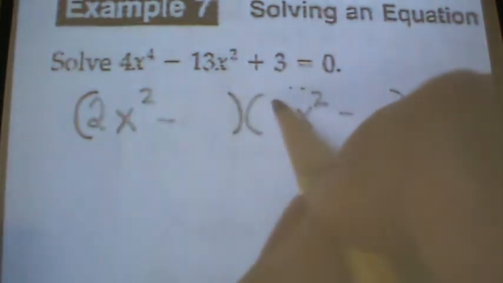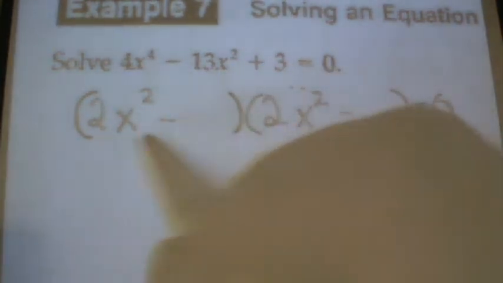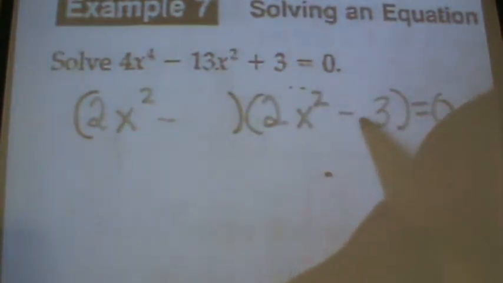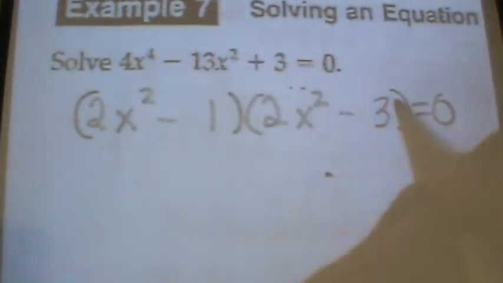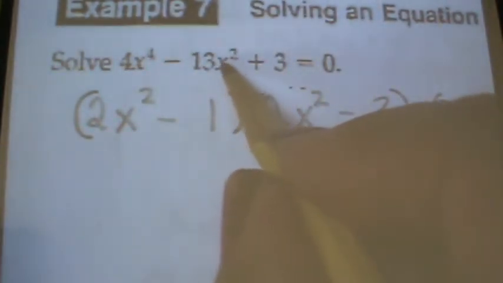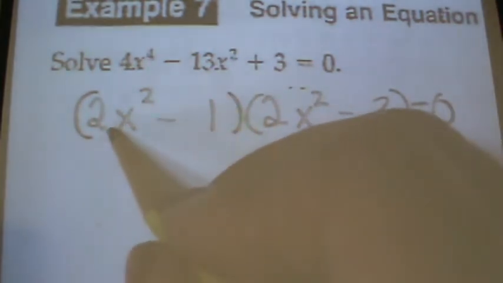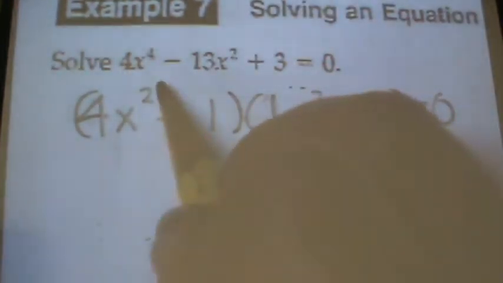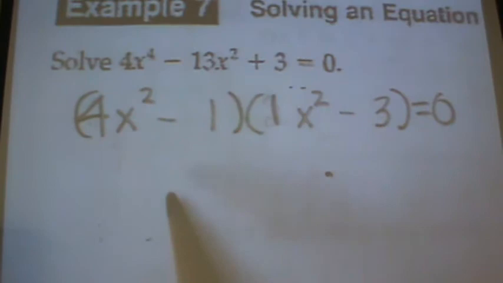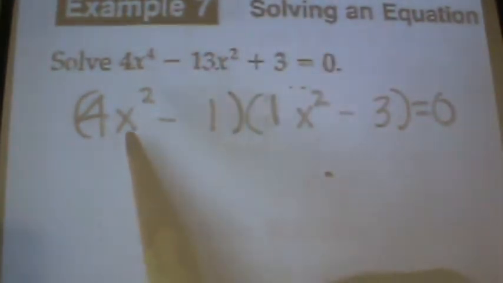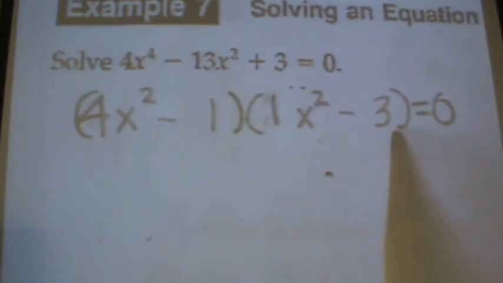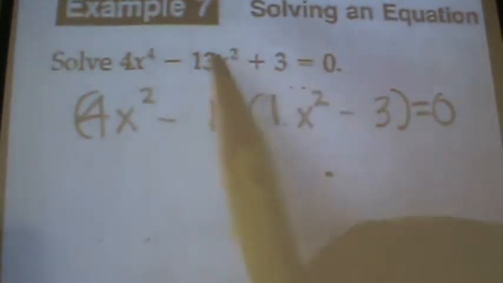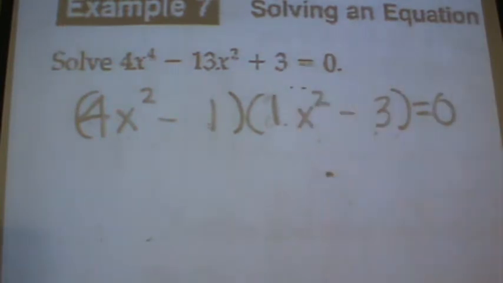Now you could try, my first instinct was to put a 2, because 2 times 2 is 4. And then I did a 3 and a 1 here. And I realized when I FOILed it, I'm not getting to 13. But then I said, well, wait, if I had a 4 here and a 3 here, that would give me 12, and then 1. So we're gonna turn that first term into a 4x squared and a 1x squared. This works, because 4x squared times 1x squared is 4x to the 4th. This is gonna give you negative 12x squared, minus 1x squared is negative 13x squared, and then negative 1 times negative 3 is positive 3.